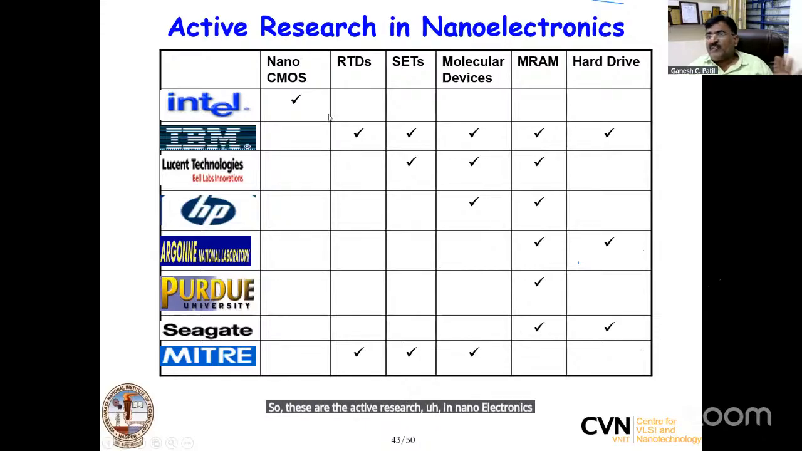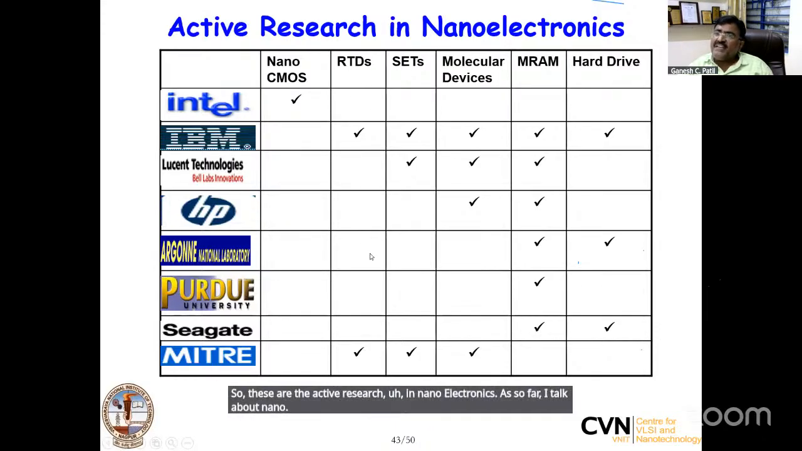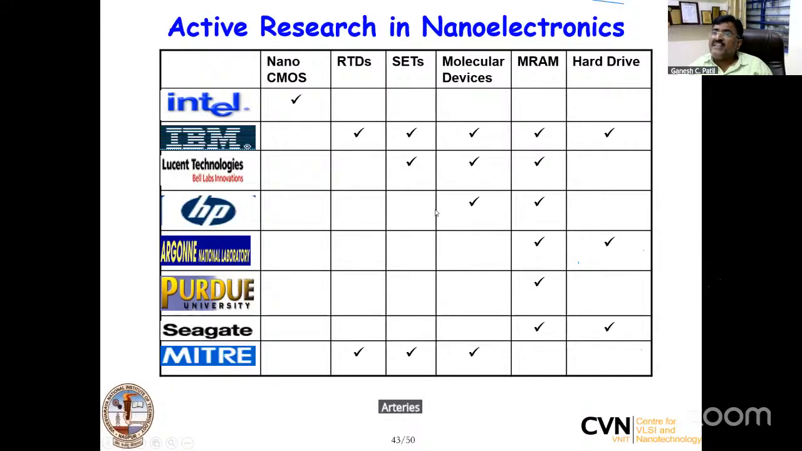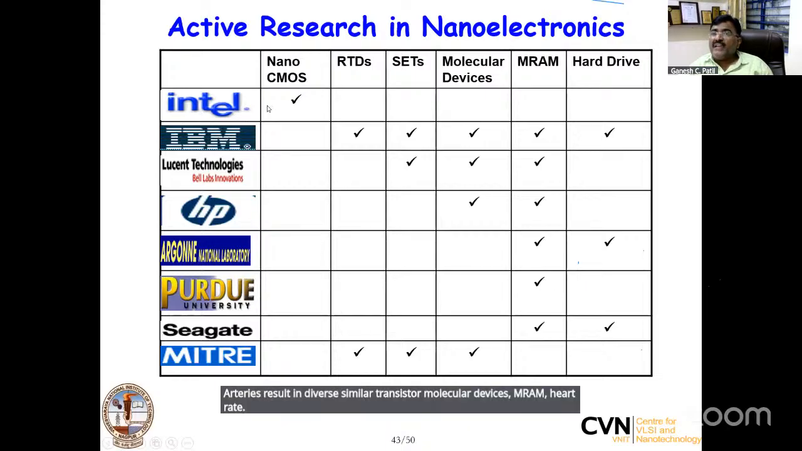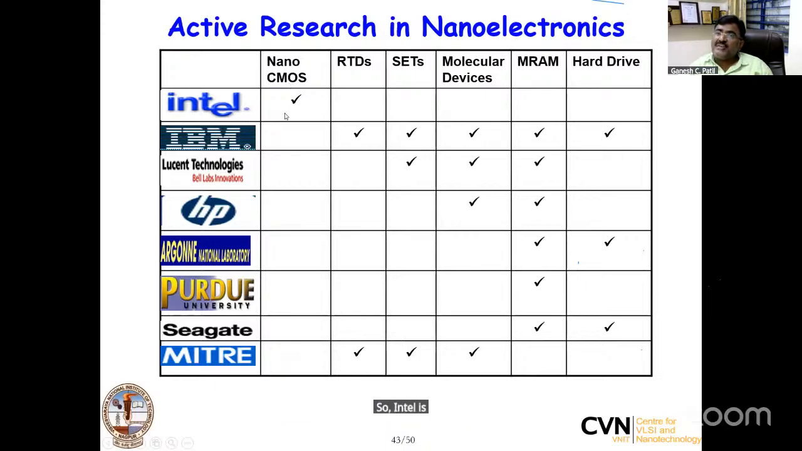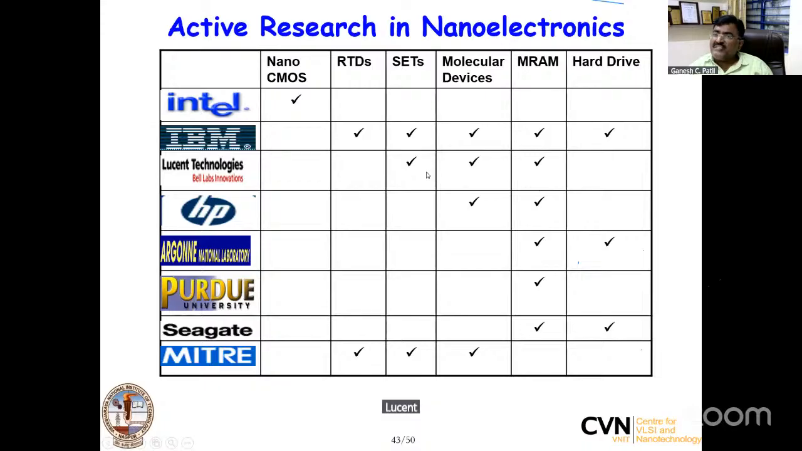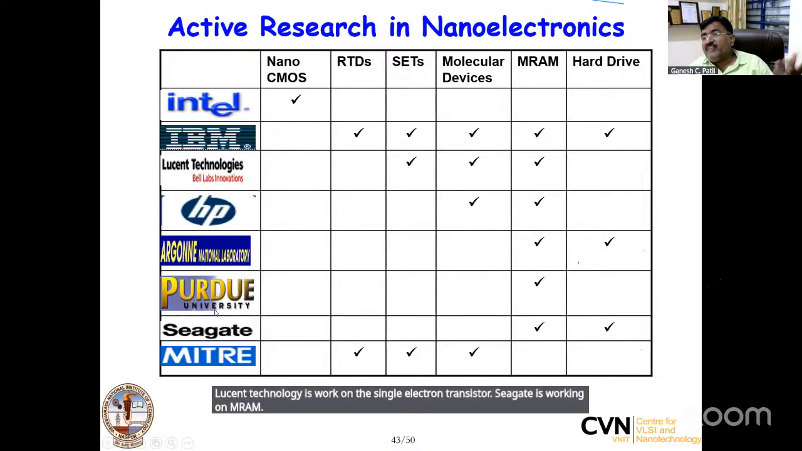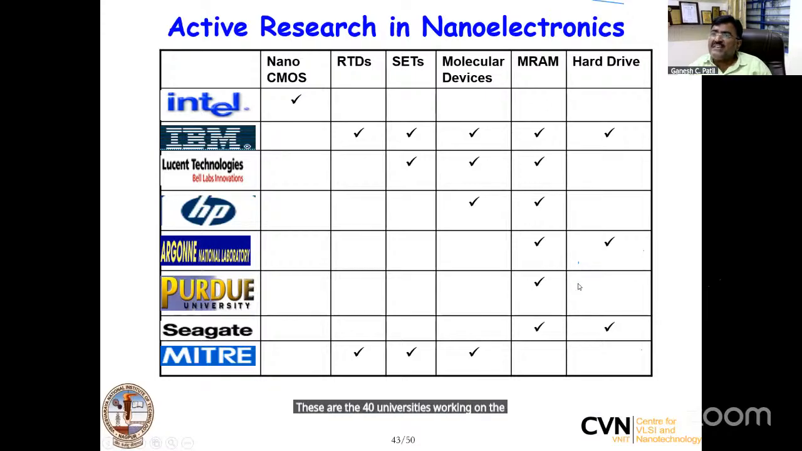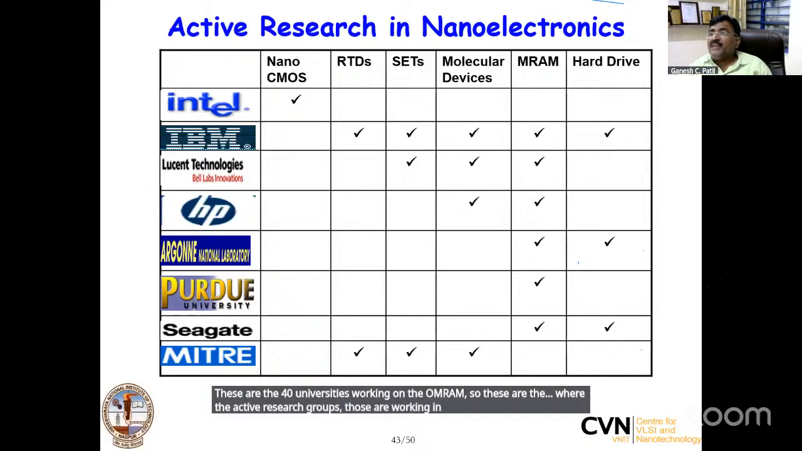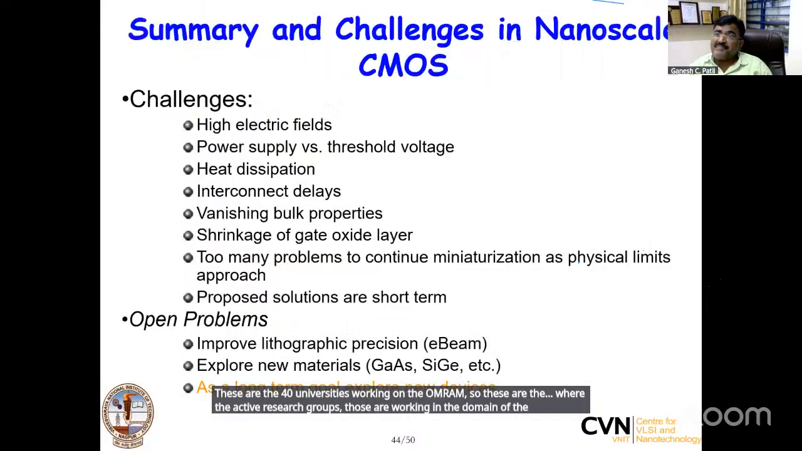So far I have talked about nano CMOS, RTDs (resonant tunneling diodes), single electron transistor, molecular devices, MRAM, hard drives. Intel has worked on the nano CMOS, IBM is working on RTDs and single electron transistor, in almost all the domains. Lucent Technology works on the single electron transistor. Seagate is working on MRAM, and Purdue University is also working on MRAM. So these are the active research groups working in the domain of nanoelectronics.